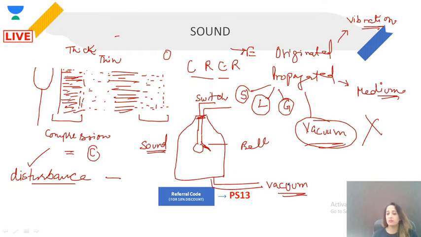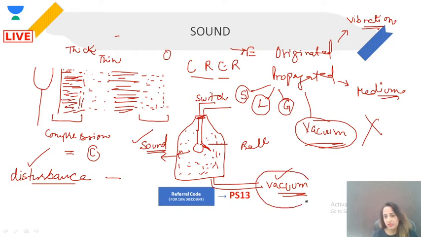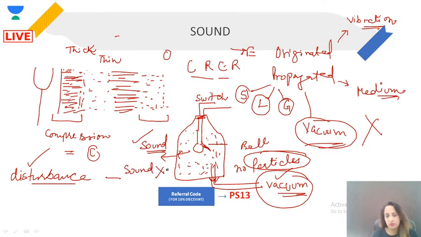Now, there is air present, right? We all know that. Even if it looks empty, there is still air present. There are particles present. As these particles vibrate, they vibrate this glass material, and the sound comes out, and we are able to hear this sound. But as we create a vacuum, we are getting rid of these particles. When the vacuum is there, there are no particles, and eventually there will be no sound.